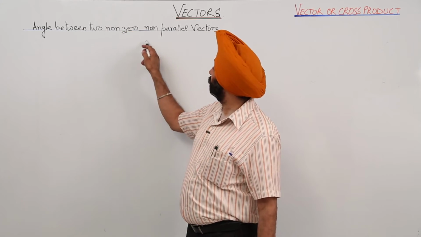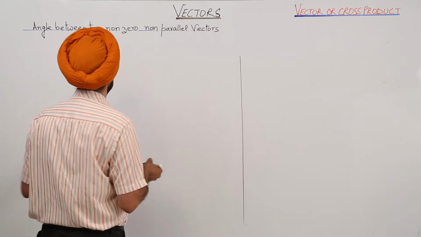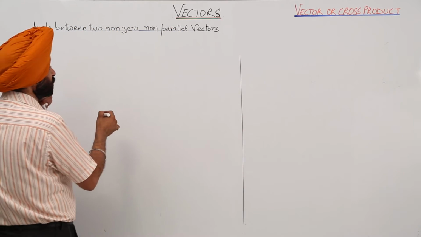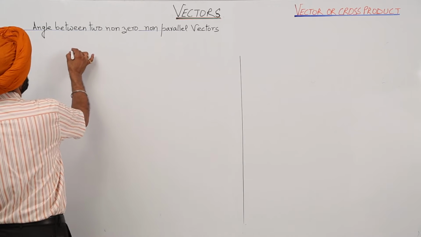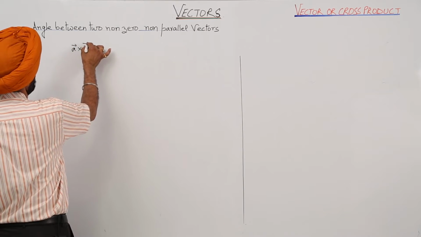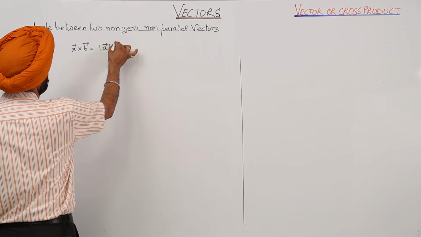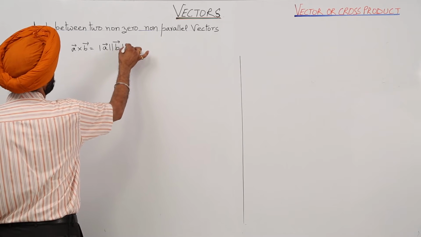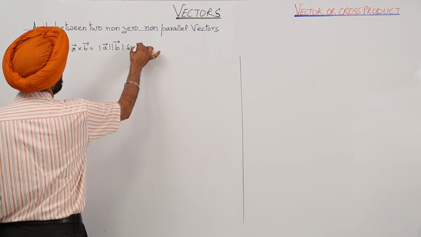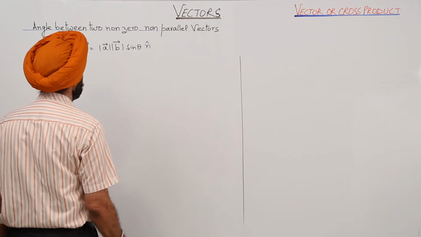Angle between two non-zero non-parallel vectors. Now by the definition of the vector cross product, vector A cross vector B is equal to magnitude of vector A, magnitude of vector B, sin theta with unit vector n.